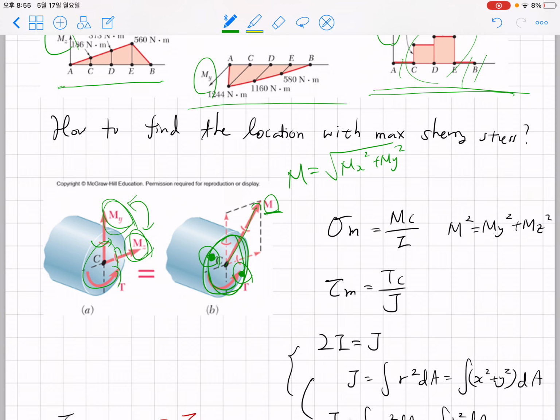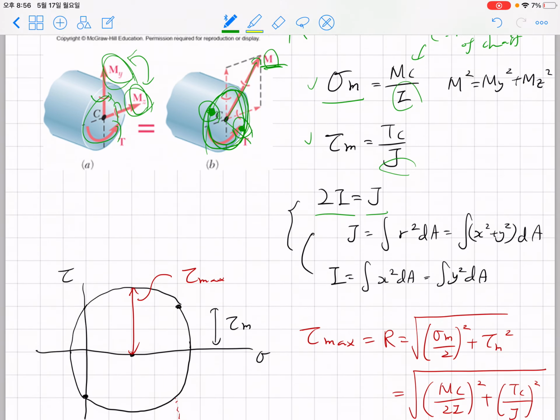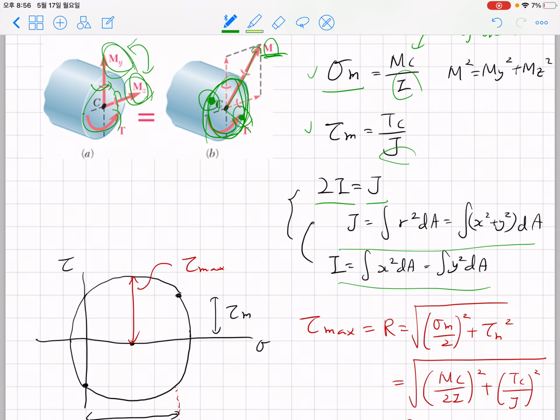To obtain the maximum shearing stress, you need the largest Mohr circle. So you have to find the position with a good combination of sigma m and a good combination of tau m. The sigma m can be obtained by M multiplied by c, where c is the radius of the shaft. And I is simply the I for the circular cross section, and J is the J for the circular cross section, and 2I equals J. Because of this relationship, we have gone through it in many lectures before.